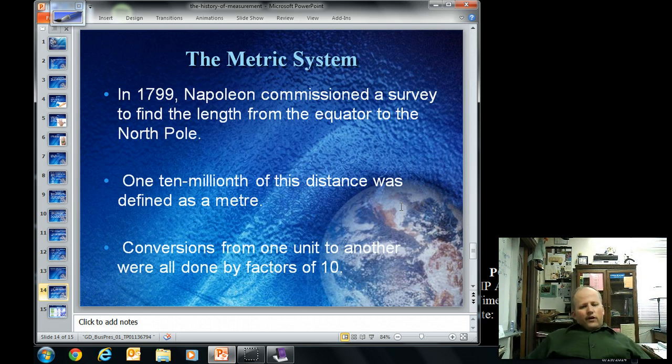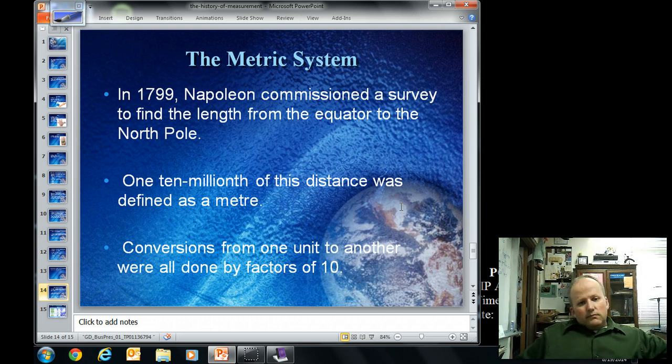Well, the French then said, why are we always changing these systems every time a king comes into power? Napoleon was not a king, but he was very much a ruler and emperor. And in 1799, he decided, and the French decided, let's not change the system every time we get a new ruler. Let's just figure something out and stick with it. Let's measure something that never changes.